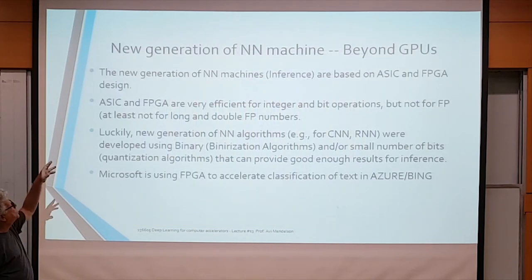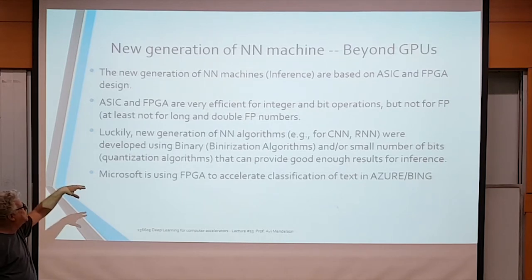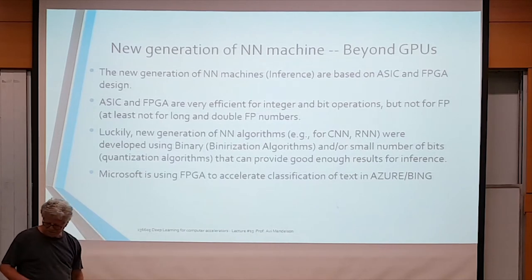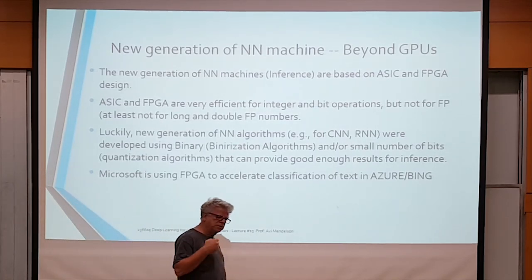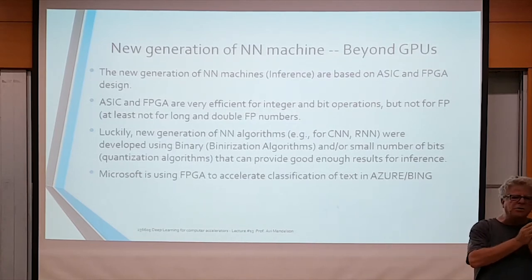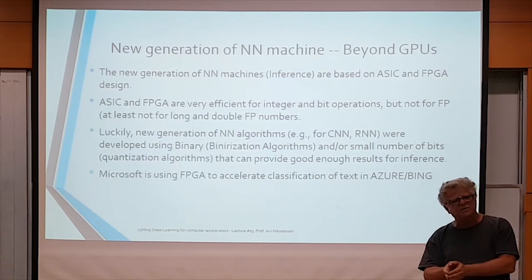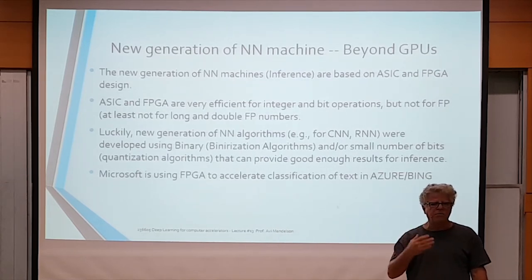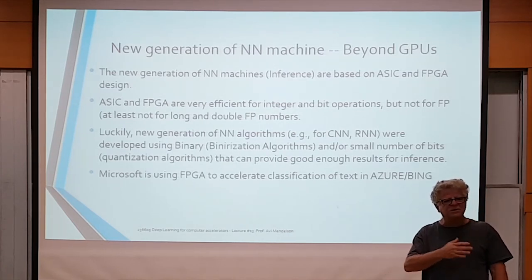So the new generation beyond GPUs is ASIC and FPGA. We will address it later on, but luckily, with the new generation of neural net algorithms, we can do it at binary level, at least for inference. This is the big revolution in quantization, and it made a big difference that actually enables the use of these devices. This is a point that I will repeat again and again. In this field, the real trick, the real smartness, is to be able to adjust the algorithms, the hardware and the software. The fact that we are using FPGAs is only because we found a way to use quantization or binarization algorithms. Before that, it wasn't even considered as an alternative.